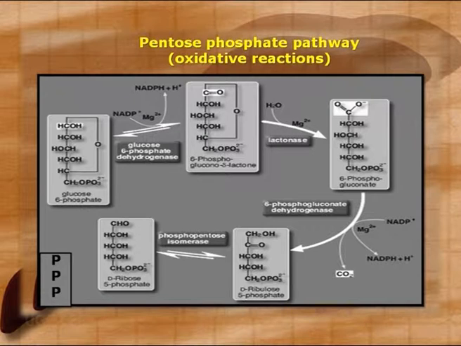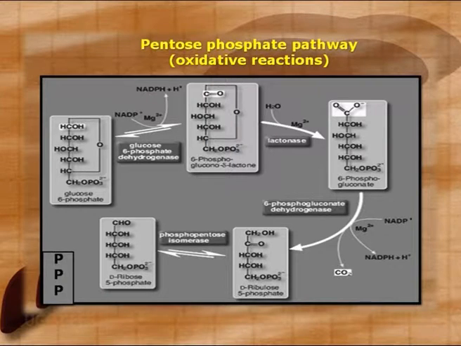Now, after the third step, the product formed is ribulose 5-phosphate, a ketopentose. Now, pentose phosphate isomerase converts this ribulose 5-phosphate into ribose 5-phosphate, a precursor of nucleotide biosynthesis. In some tissues, the pentose phosphate pathway ends here.